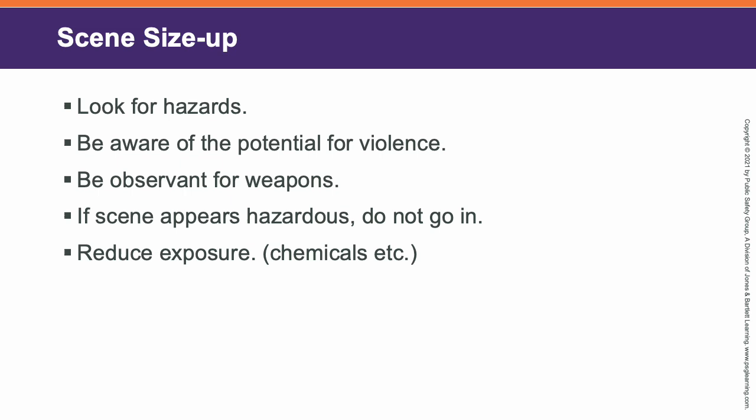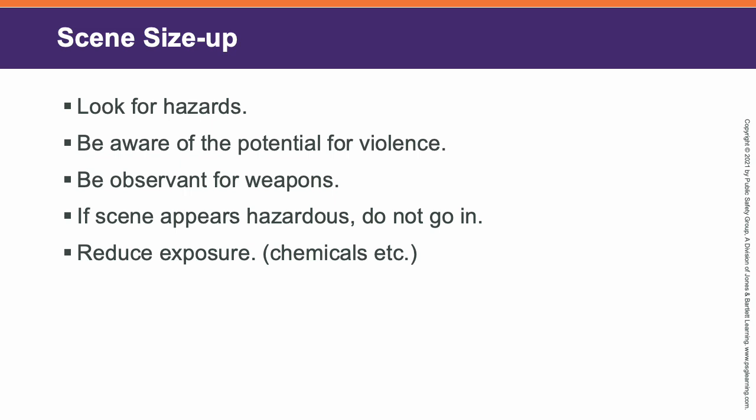Okay? Be aware of the potential for violence. If it was a violent sort of accident, like a stabbing or a shooting or something like that, is there a potential for more violence? Do you see any weapons, knives, guns, those sorts of things? If it is hazardous, don't go in to the scene. Call 911. Let the proper authorities handle it. Okay, protect yourself first. You're no good to the person that is experiencing the emergency if you are also hurt, right?